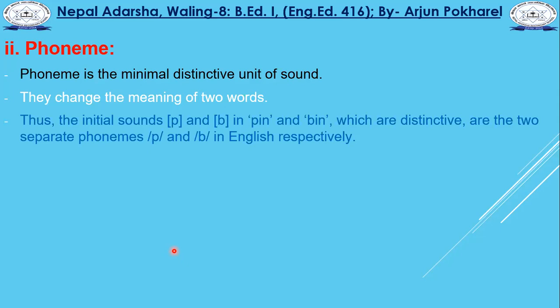Okay, thus the initial sounds. Now see, the initial sounds, pa and ba, in pin and bin. Here, pa and ba in pin and bin. In pin and in bin, there is what? These two words are different only in, let's say, one sound. Here we have pa and here we have ba. The pin and bin are what? They are distinctive. They are meaningful because one means one thing and another means another thing. Okay, here pin means one thing and bin means another thing. That's which are distinctive, which are meaningful, and they are the two separate phonemes, pa and ba.